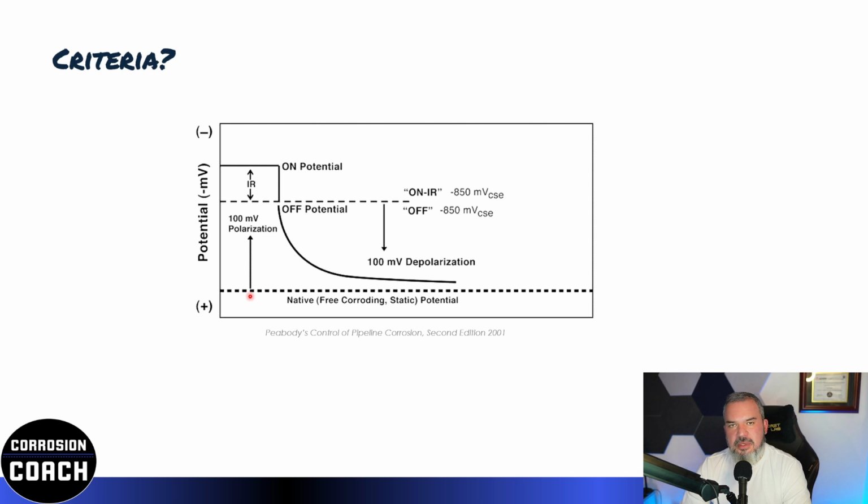Once you install CP and energize it, if you can conduct an instant off survey, or a polarized pipe-to-soil potential, and the difference between that and that native potential is at or more than 100 millivolts, you've achieved cathodic protection.